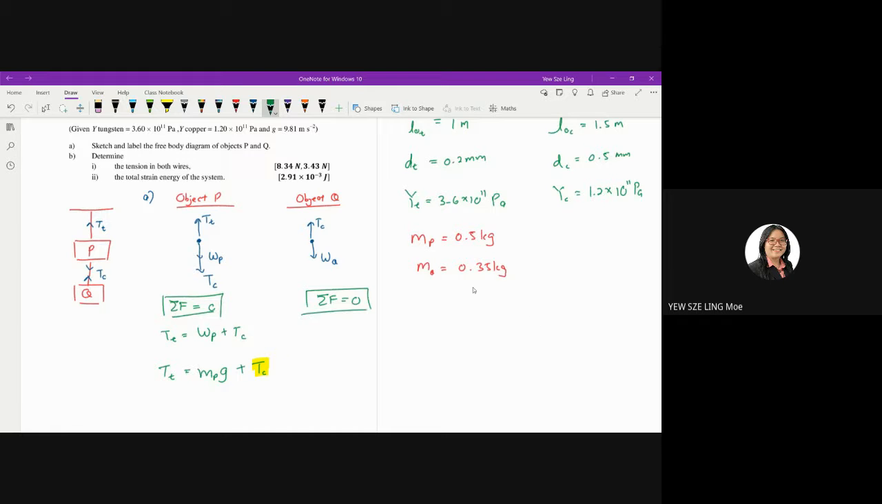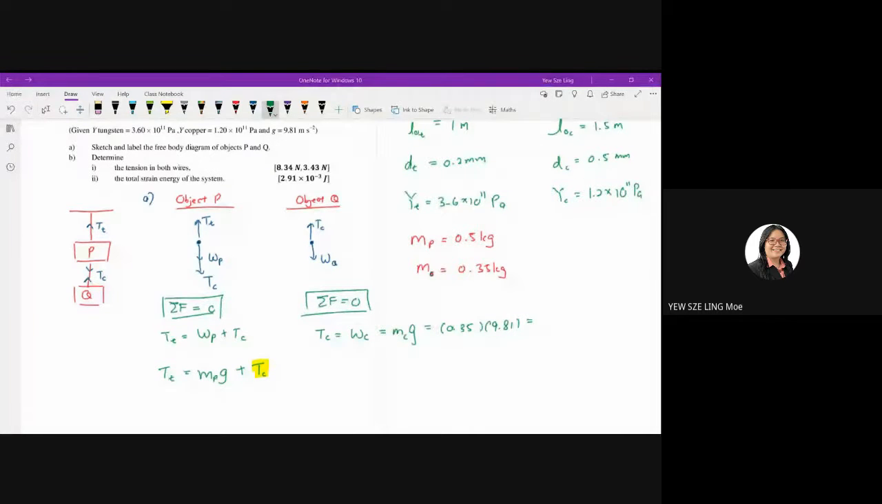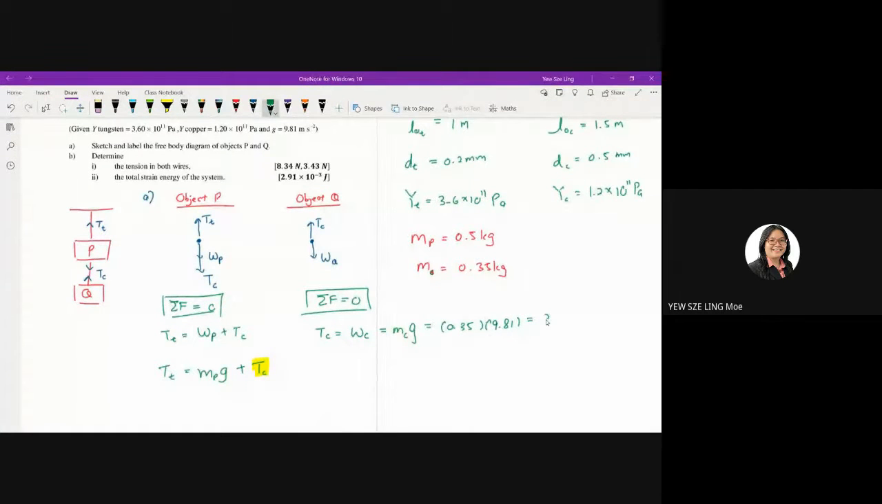Summation F equals 0. So in this case, I have TC equals WC, and WC is equal to MCg. Now MC, I have it from just now. So MC is equal to 0.35 times 9.81. So now I have TC, which is equal to 3.43 Newton. Now that I have TC, I can proceed to calculate TT.